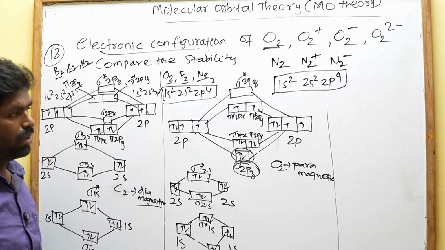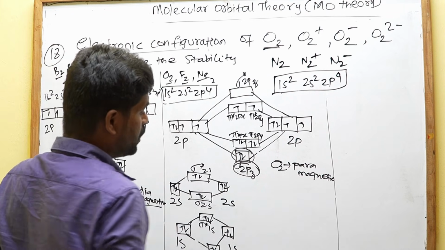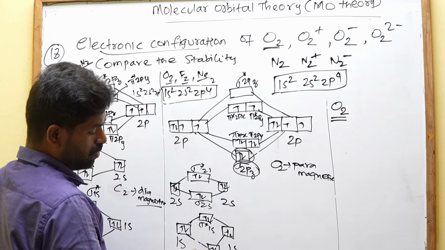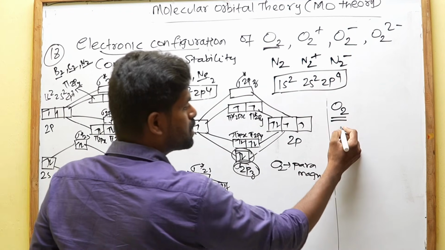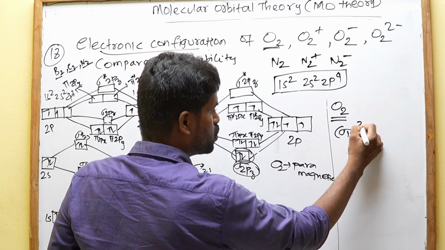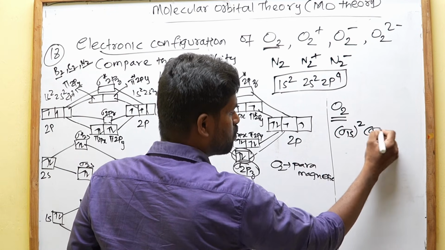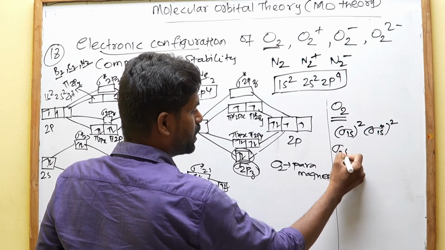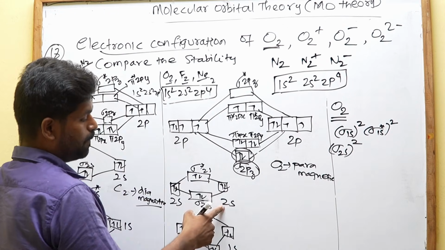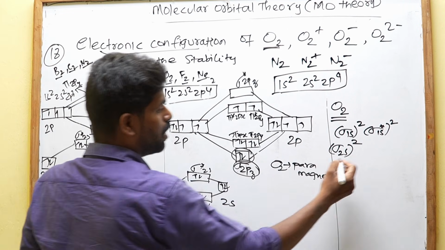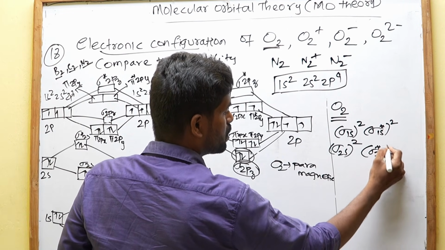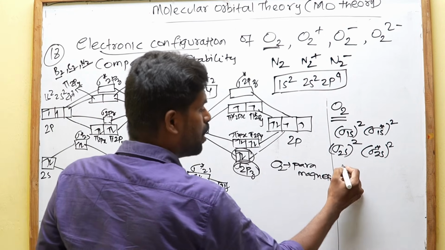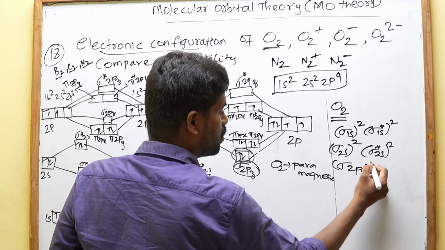Let's write the corresponding electronic configuration. Look at this. First dioxygen, we have sigma 1s. So sigma 1s has 2 electrons. Similarly sigma star 1s has 2 electrons. Next sigma 2s has 2 electrons. Next sigma star 2s has 2 electrons. Look at the 2p, sigma 2pz. Sigma 2pz has 2 electrons.